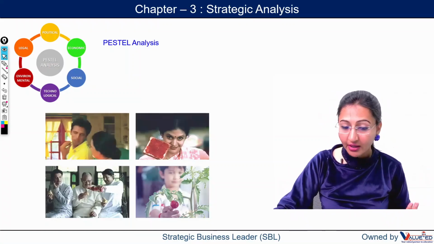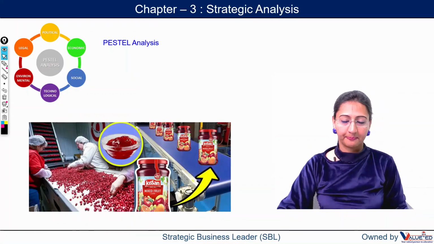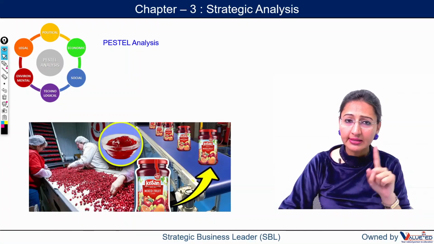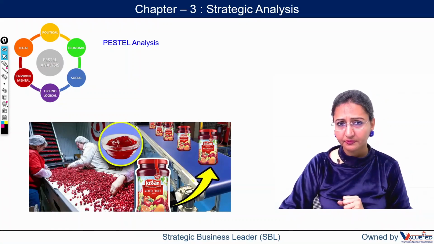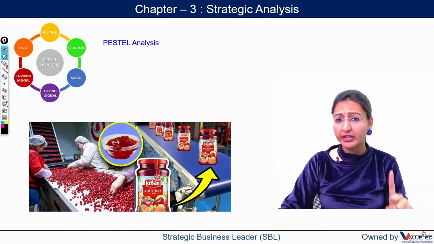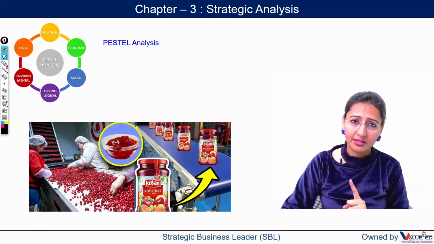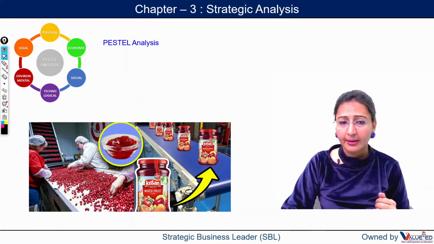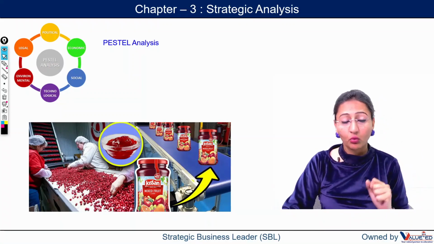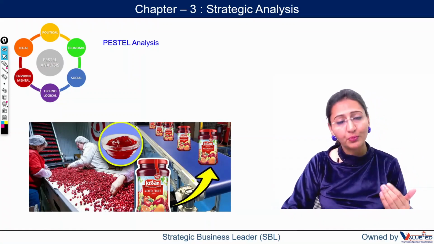Then comes your technological part. Manufacturing Kisan jam with automation becomes a question. Is the machinery available locally to manufacture this big quantity of jam in India? If not, will this machinery be allowed to be imported?